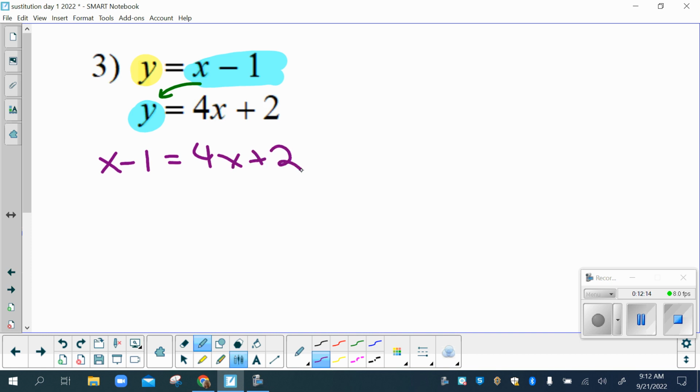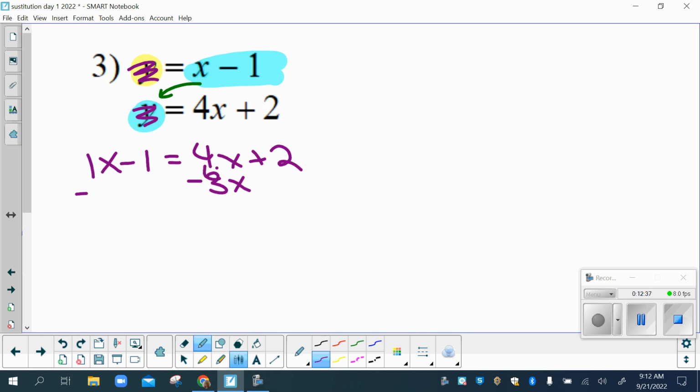plus 2. When you have two letters that are all by themselves, it's like you pop them out and just put those two guys equaling each other, right? It's so easy. It looks hard, so easy. These are the easiest ones of all, right? So I'm going to get all my x's on this side. That's how I do it.